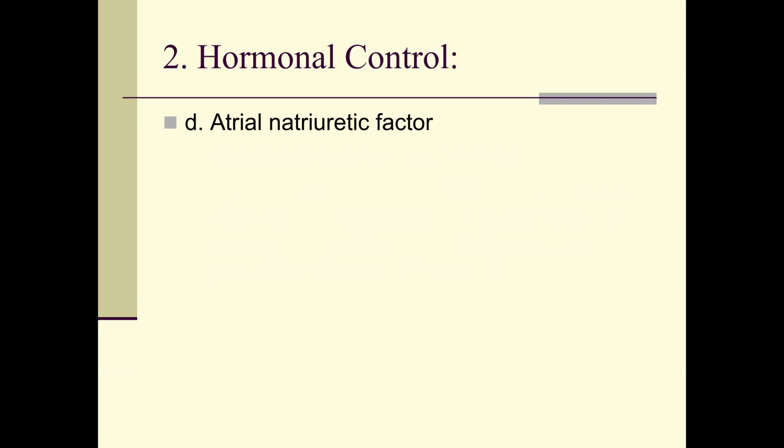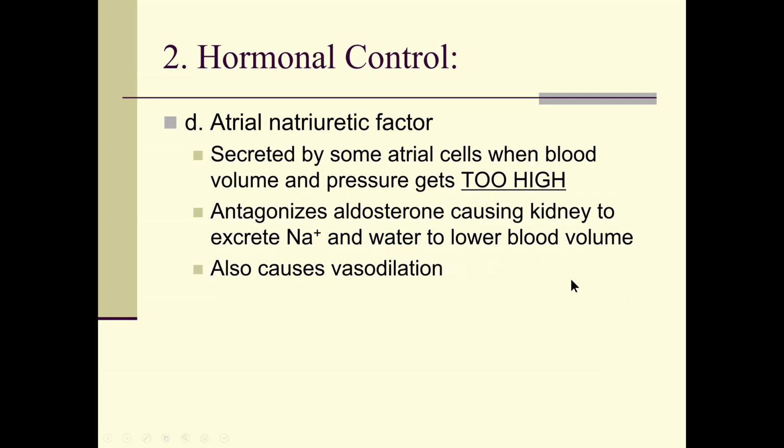Atrial natriuretic factor is released by the atria, okay? It's secreted by some atrial cells when blood volume pressure gets too high. It's called ANF. It antagonizes aldosterone, causing the kidneys to excrete sodium. When we get to the kidney chapter, what aldosterone does is preserve sodium, so we don't excrete sodium, we don't get rid of sodium. Well, ANF antagonizes it, so it works against aldosterone, and it wants to excrete sodium.